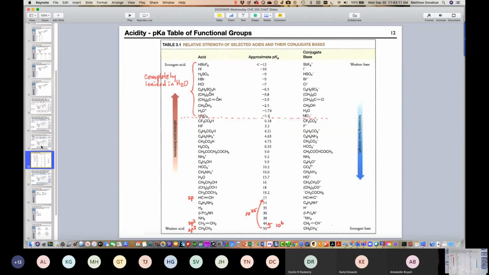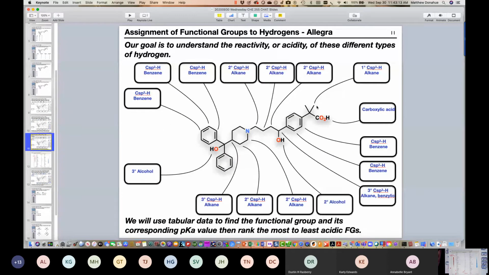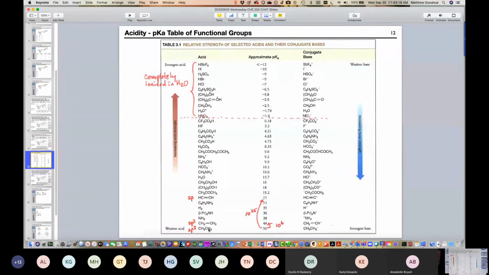So this methyl group is best associated with this functional group on this table. So those type of CH have this pKa value. See the center here, it says approximate pKa. That number is 50. You can see the prompt here, it says weakest acid. So these are really weak. They have a very high pKa number, 50.